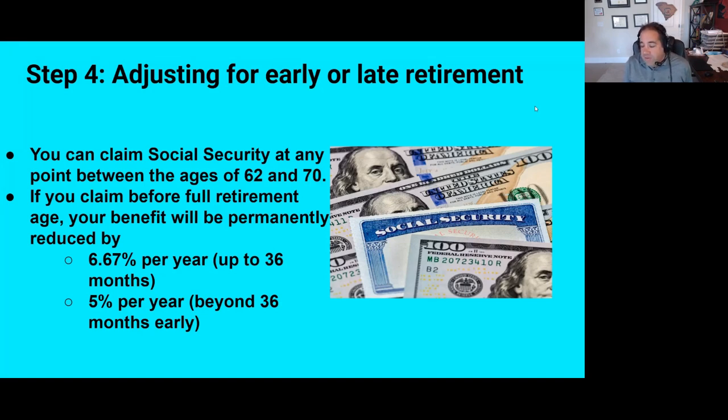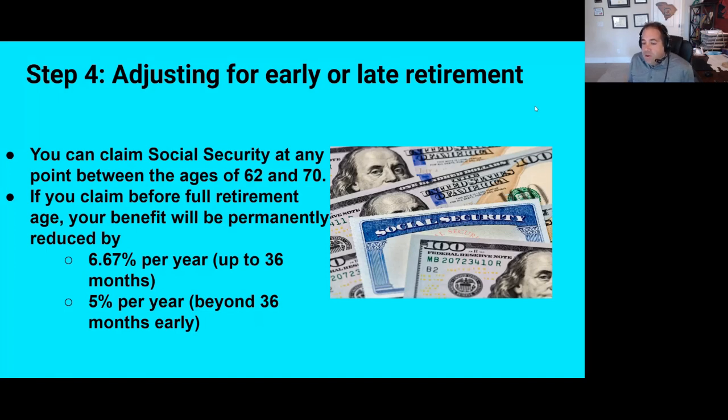Very few people claim at exactly full retirement age, especially right now, because it's not a round number. For example, for someone who was born in 1959, your full retirement age is 66 years and 10 months old. A lot of people don't wait to get that exact amount. They'll usually claim it when they're ready or at a specific age. But you can claim Social Security at any time between the ages of 62 and 70.